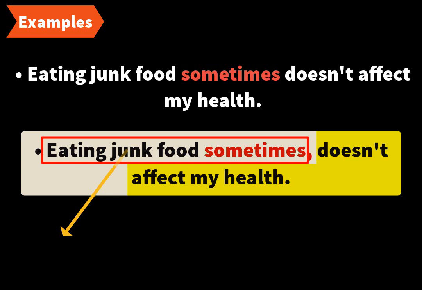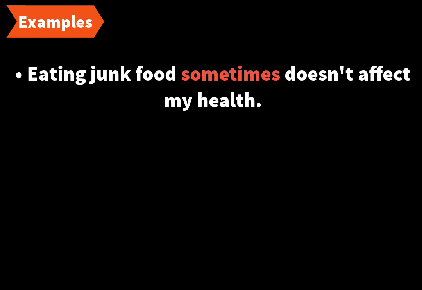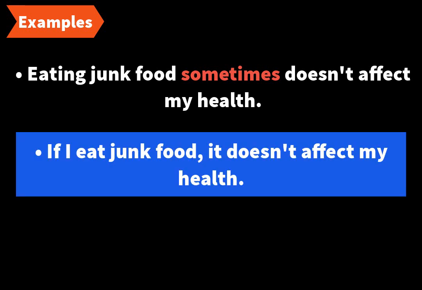Now I'll tell you one more way to correct a sentence that has a squinting modifier. Having a gerund in the beginning of a sentence. Very important thing. When you have a squinting modifier in your sentence and your sentence starts with a gerund, there is one more way to correct it. What is that? Let's understand it. So you can correct your sentence by making it a complex sentence. Let's do it. And let's not use this modifier for a moment. Okay. So if I eat junk food, it does not affect my health.